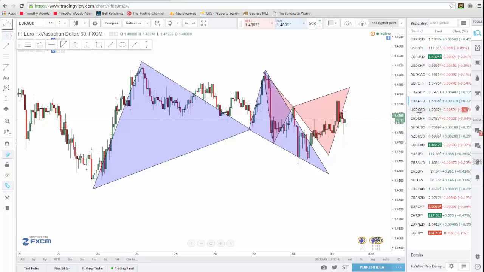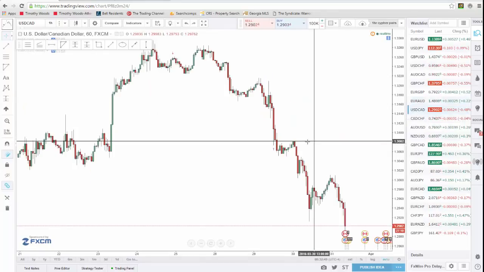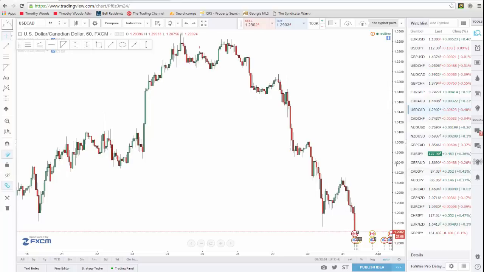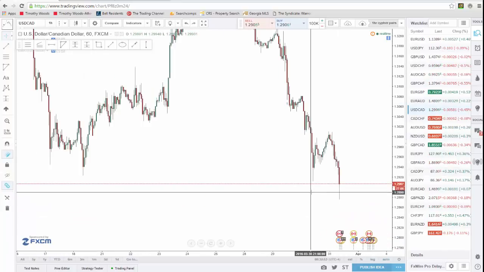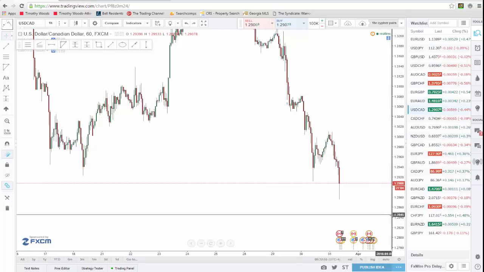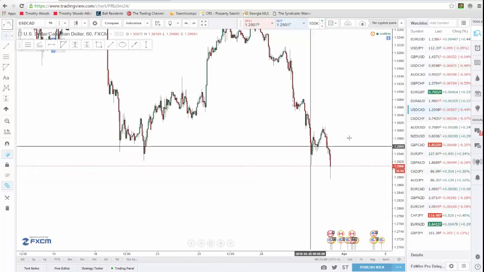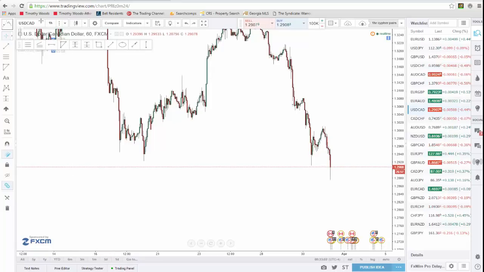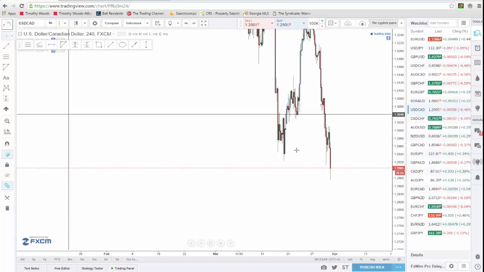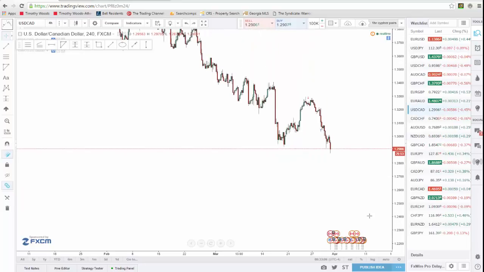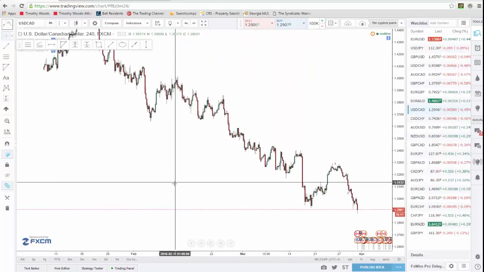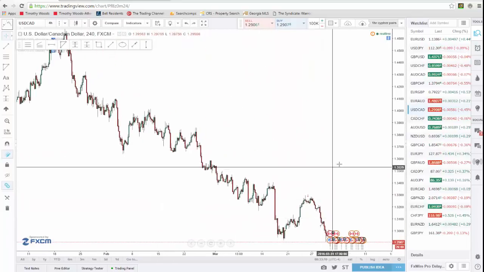Okay, let's go down to the dollar Canada and see if we have any opportunities here. We are on the 1 hour chart. As you can see, looks like we are currently about to break to the downside here. We have been in a very bearish trend here on the higher time frames for a while now. As you can see, when I zoom out to the 4 hour, nothing but down.